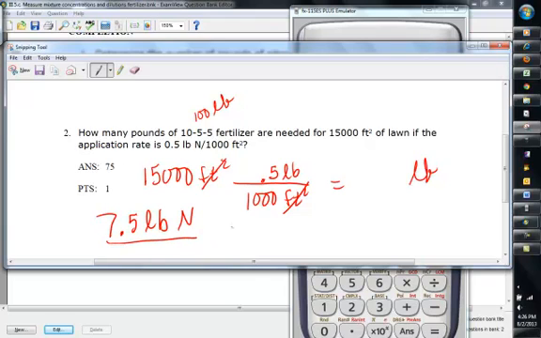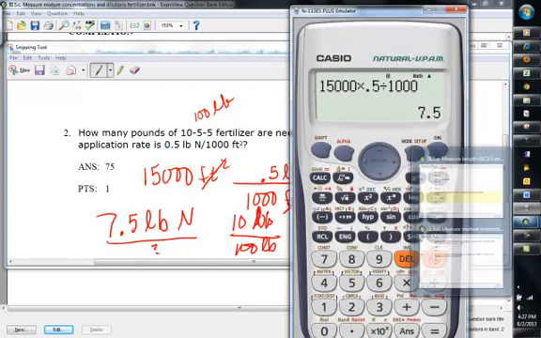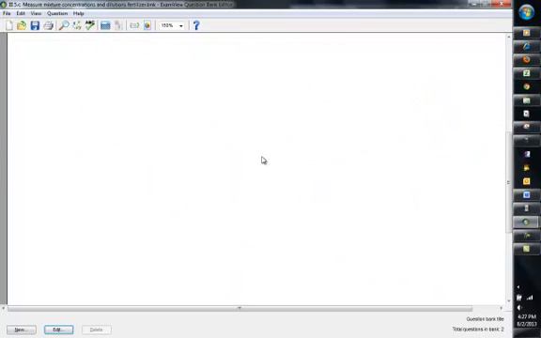But a bag has 10 pounds of nitrogen per 100-pound bag. So if we cross multiply and divide, we get 7.5 times 100 divided by 10, which gives us 75 pounds of 10-5-5 fertilizer.